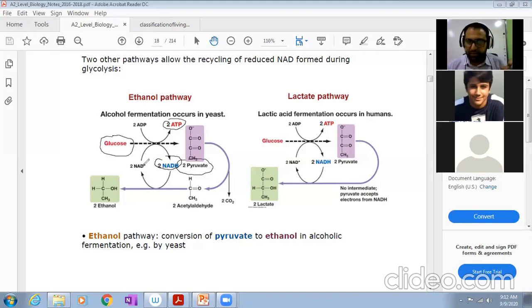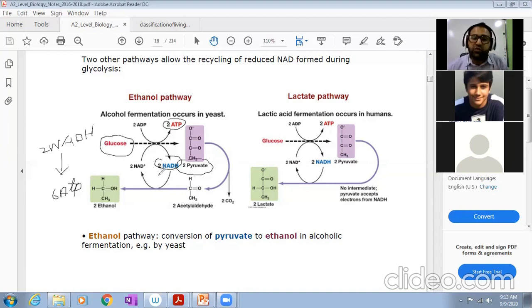So what happened here? Here we lost 2 NADH. If it were aerobic respiration, these 2 NADH were supposed to enter the electron transport chain to give us how many ATPs? Please be with me, to give us 6 ATPs, right? Correct?